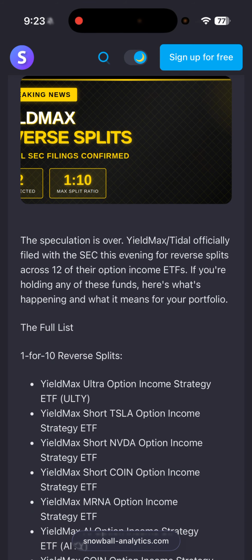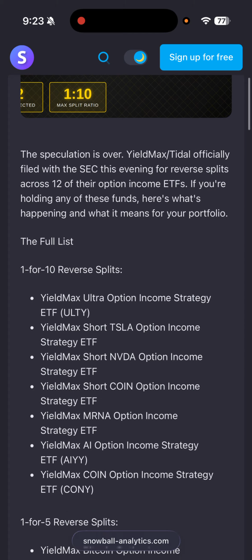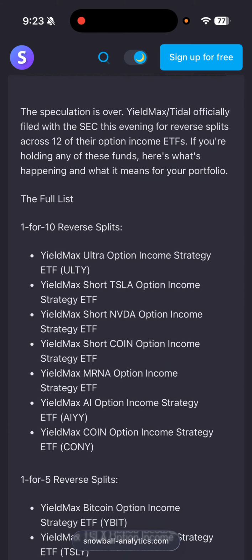So today I want to talk about reverse splits. If you've never heard of a reverse split, it's basically when you hold a stock or an ETF and the price has been trending down, so the company decides that they want to do a reverse split.